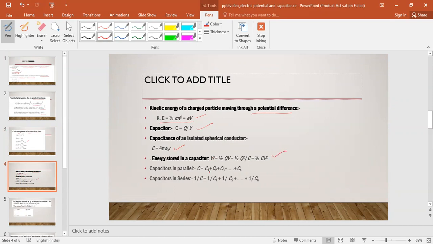If some capacitors are connected in parallel, the resultant capacitance is C1 plus C2 plus C3. Then, for resistors connected in parallel, the resultant resistance is 1 by R is equal to 1 by R1 plus 1 by R2 plus 1 by R3. And for capacitors connected in series, this is the expression. For resistors connected in series, the resultant resistance R is equal to R1 plus R2 plus R3, etc.